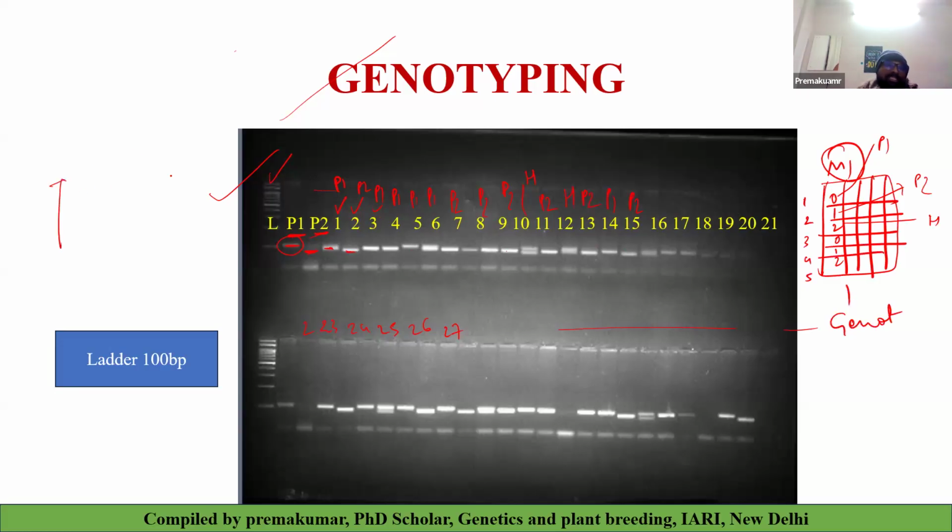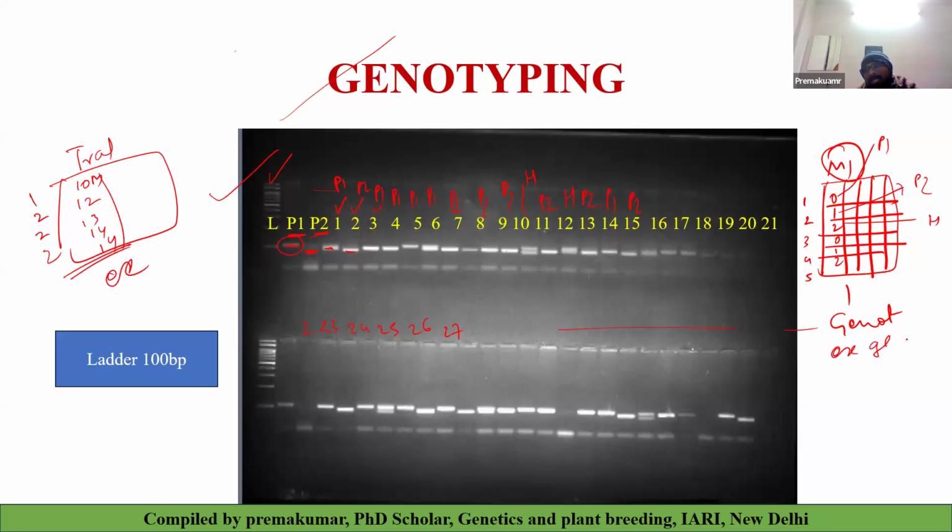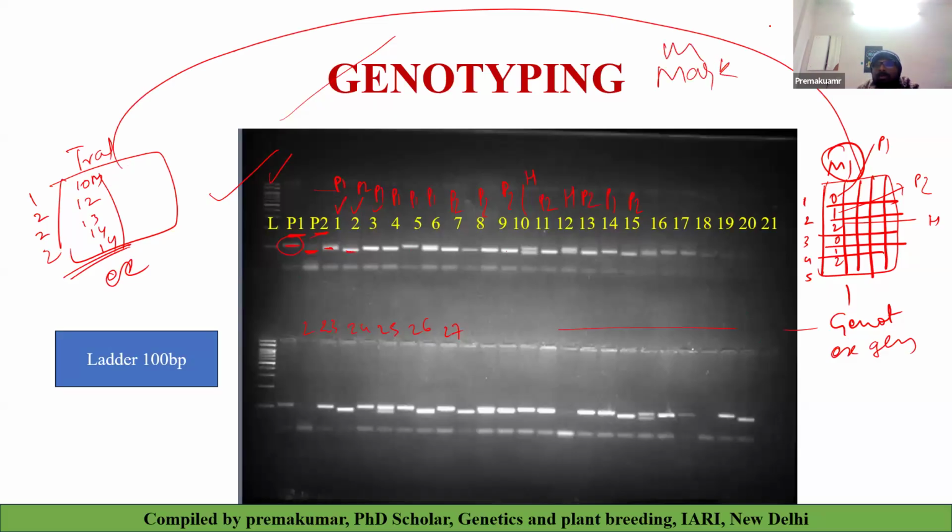Then you have an Excel sheet of your traits, like flower color, for individual 1, individual 2, individual 3. For example, plant height: 10 meter, 12 meter, 13 meter, 14 meter. So one Excel sheet of phenotypic data, one Excel sheet of genotypic data. You use both Excel sheets with software like MapMaker or R/qtl cartographer. Then the QTL will come.